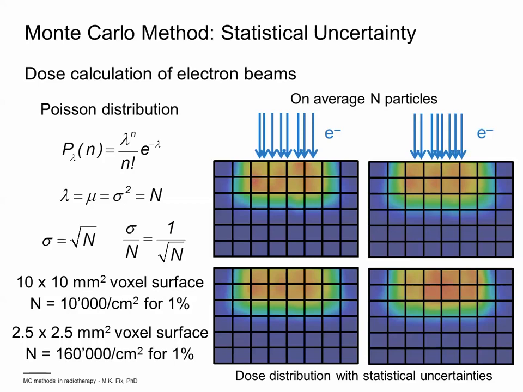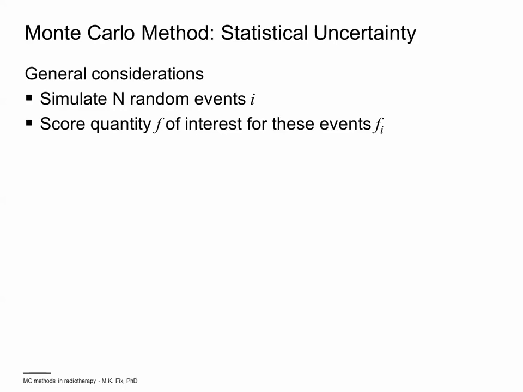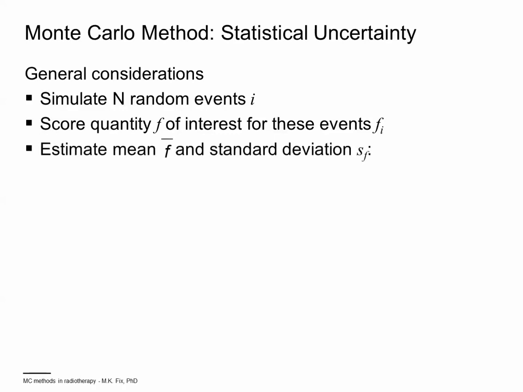So for the specific conditions of electron beams, one can determine the uncertainty based on the fluence. In general, this is not possible due to the fact that photons are indirectly ionizing. The general approach is the following. We simulate n random events i. We score the quantity f of interest for these events, f_i. We estimate the mean and the standard deviation.